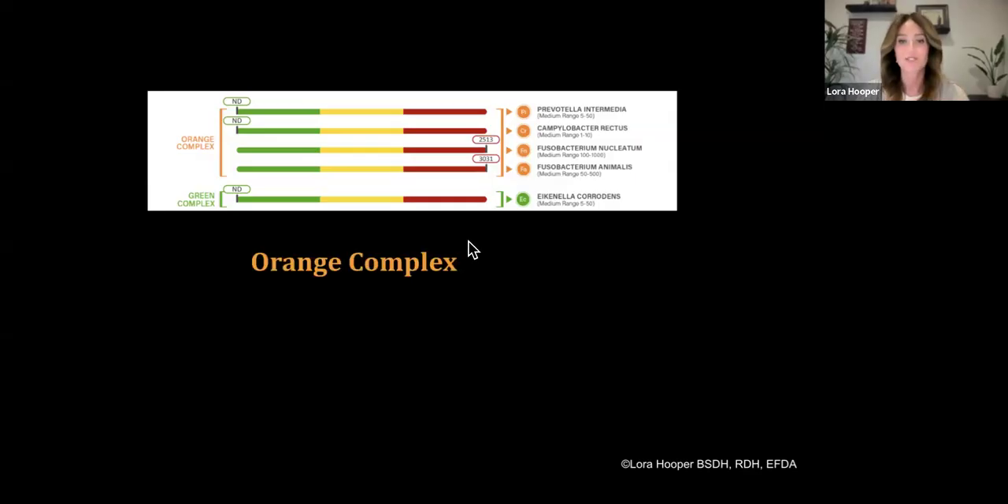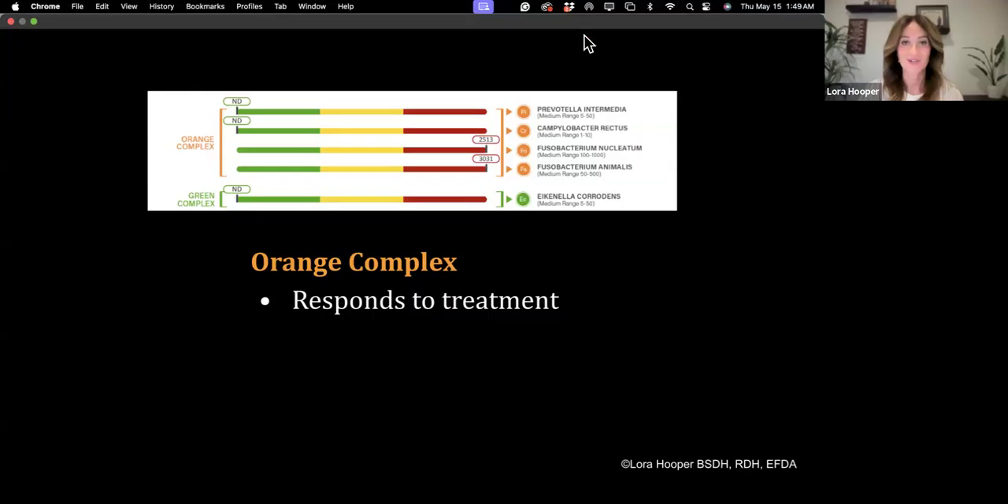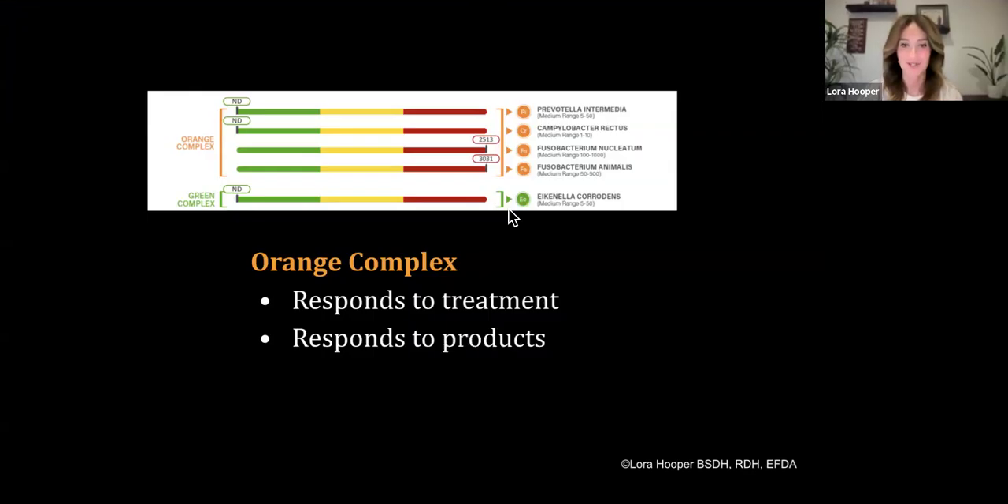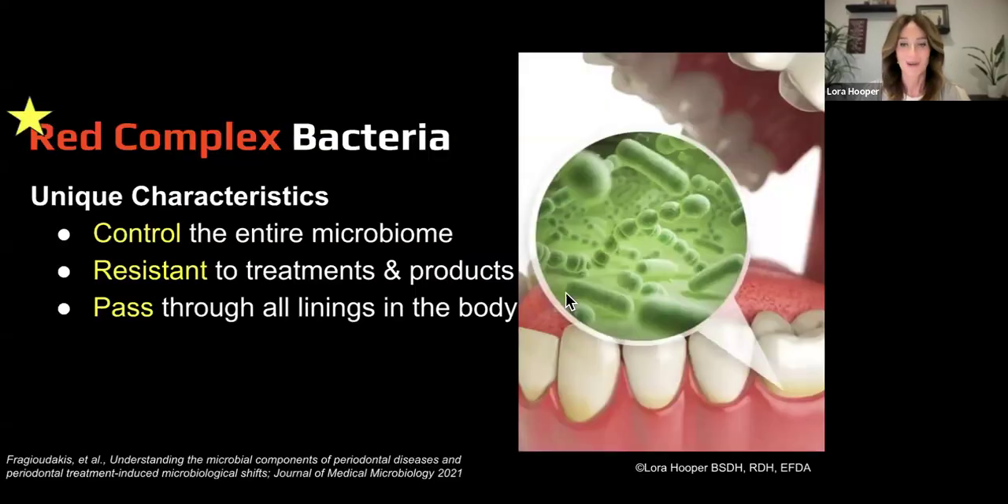So let's look. If you do have just orange complex, this is easy. This is what we were taught to treat in school. In fact, the orange complex responds to treatment. It responds to products. And our two core species, even in these categories, are our FN and EC. Those are supposed to be there. They're seen in health. And so it's important to be looking for those. So this one, super easy to plug in our products and go from there.